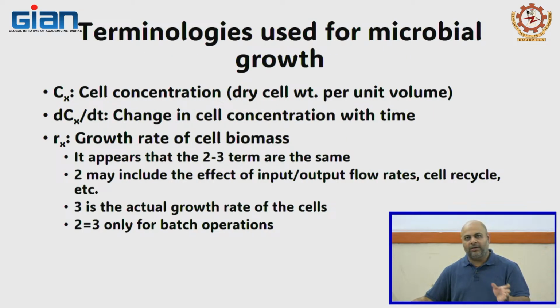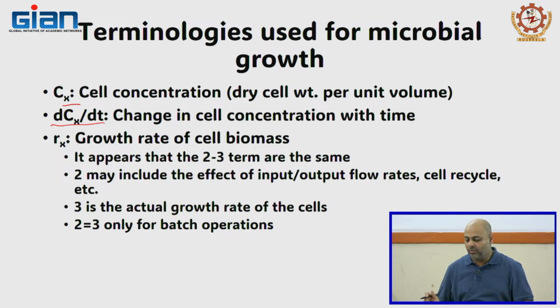Now, before we get into the design equations for the batch reactor and the fed batch reactor, we have to understand certain terminologies which will be used more or less every time we try to solve. So, in our conversation on the cell biomass and when we are looking at the microbial growth, we will be using a terminology called Cx, which is your cell concentration, your dry cell weight per unit volume. Your dCx by dt is your change in your cell concentration with respect to time.